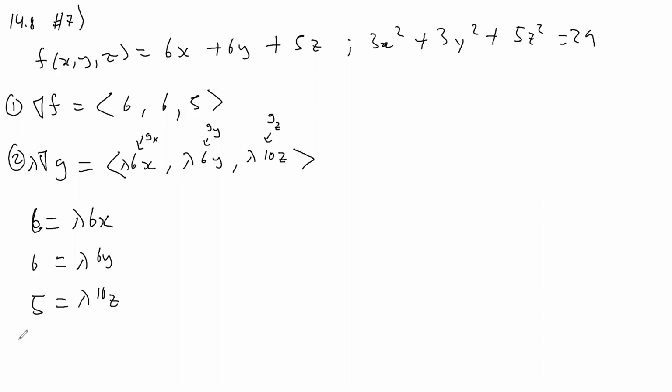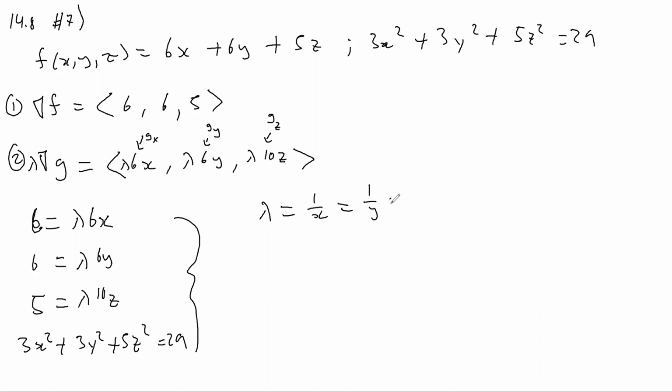And then we have the equation 3x squared plus 3y squared plus 5z squared is equal to 29. And then all we're trying to do is solve this system of equations. All right, so what I can set first is I can say that lambda is actually equal to 1 over x, which is equal to 1 over y, and that is finally going to equal 1 over 2z.